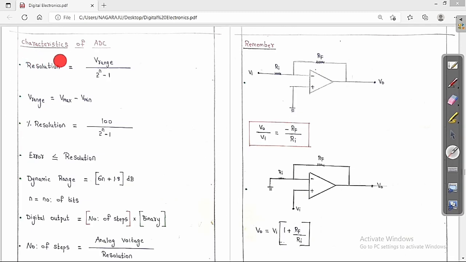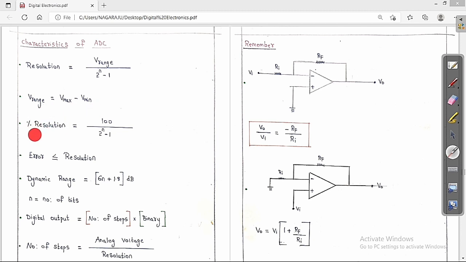Now we will discuss the characteristics of the ADC. Some of the important characteristics are resolution. Resolution is the ratio of the voltage range by 2 to the power of n minus 1. This is a very important point. The resolution is equal to V range by 2 to the power of n minus 1, where V range means maximum voltage minus minimum voltage.